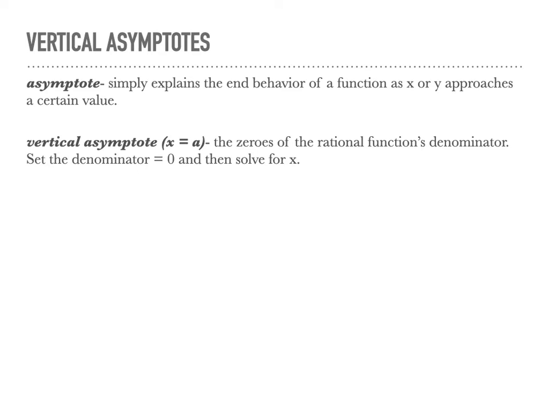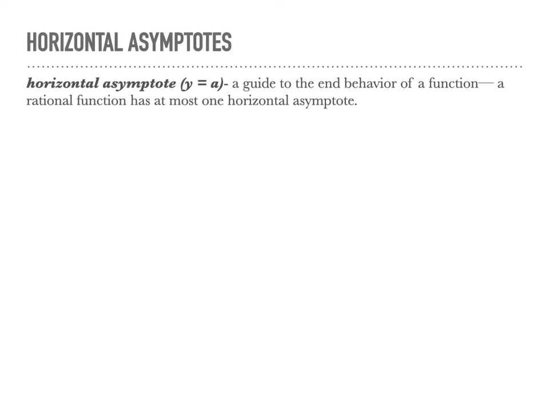To find the vertical asymptote, we simply just set the denominator equal to 0 and then solve for x. The vertical asymptote of a rational function is where the function is undefined. A horizontal asymptote is denoted as y equals a, and it is also a guide to the end behavior of a function. A rational function has at most one horizontal asymptote, and horizontal asymptotes have no effect on the domain restriction.